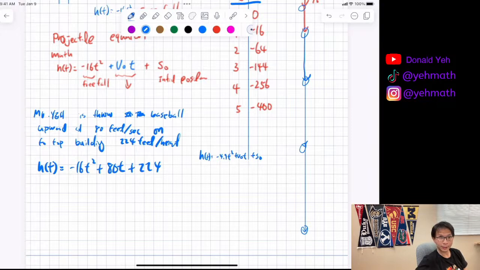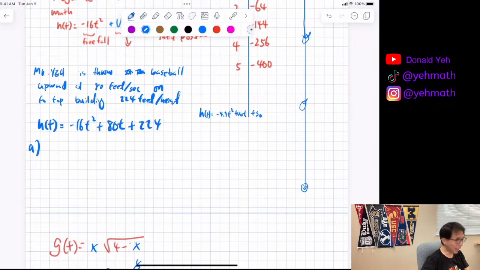All right, how high is it in 1 second? I just plug in 1. I'm going to get the height of the ball. So for example, in 1 second, I'm going to get roughly 228 feet high, because I plug in 1: negative 16 times 1 squared is negative 16, plus 80 times 1, and plus 224 is roughly 228. Is this okay? Now, I'm going to ask follow-up questions.